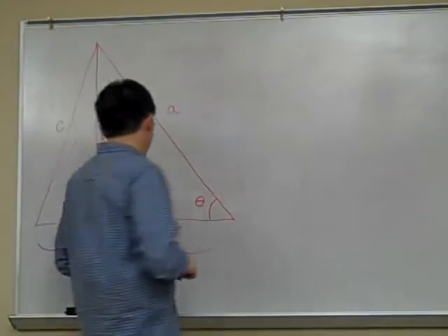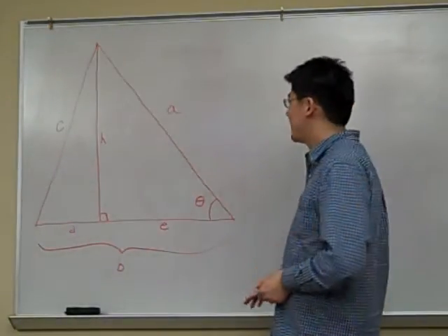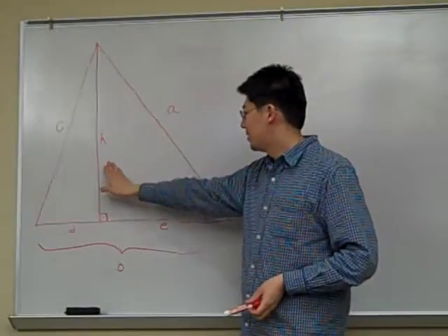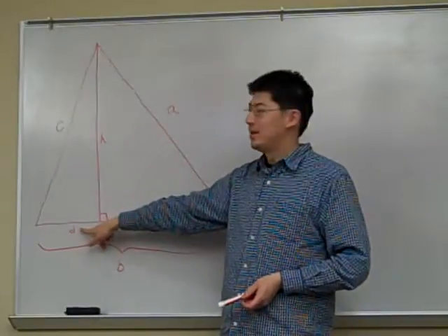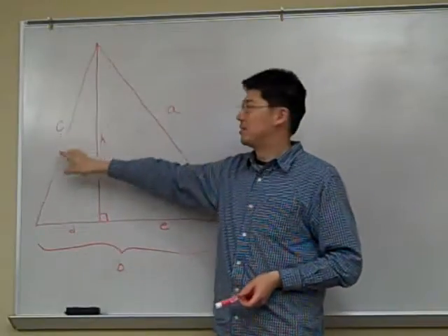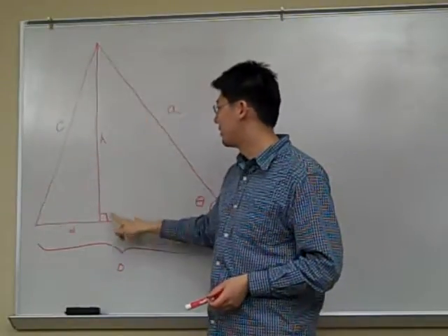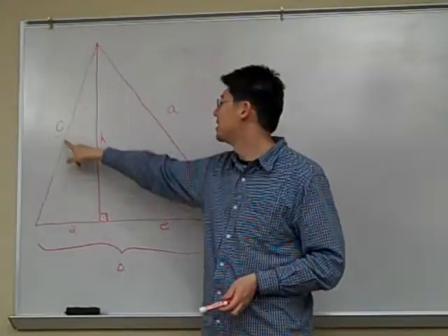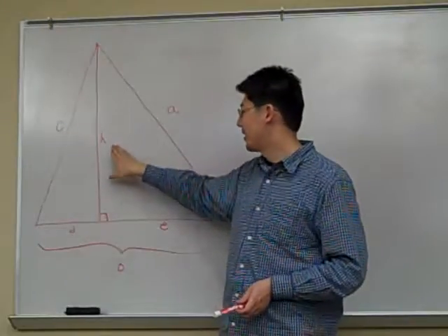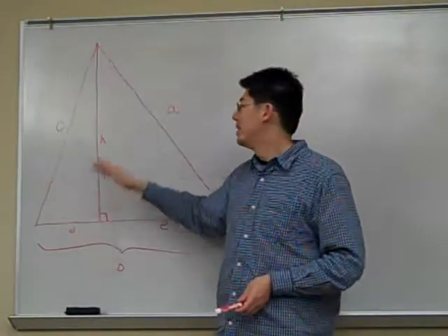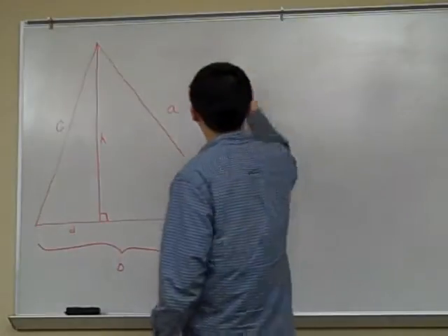So what do we actually know from this diagram? Well, we know that H squared plus D squared is going to be equal to C squared, because it's a right triangle here, and these are the two adjacent sides to the right angle, and C is the hypotenuse. So we get that H squared plus D squared is equal to C squared.